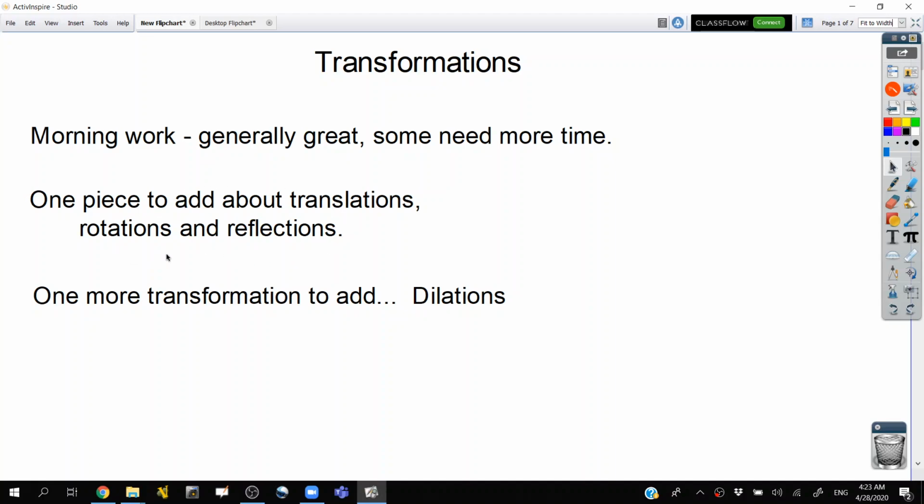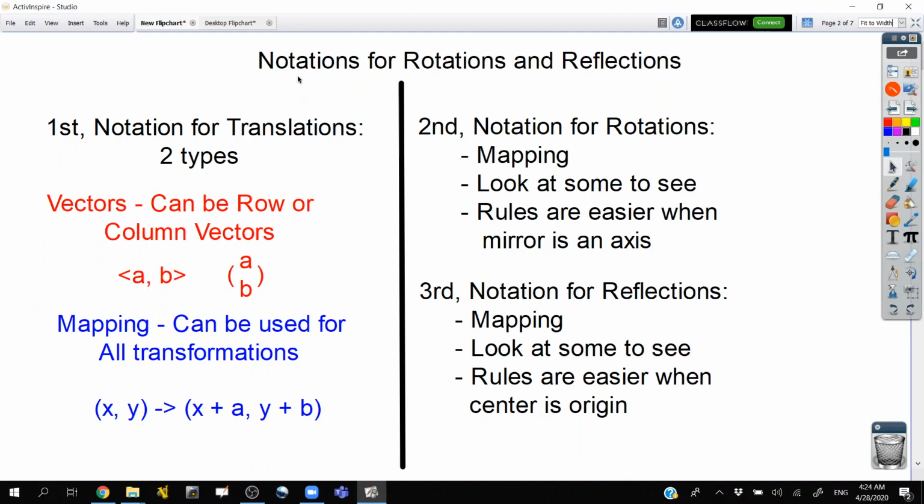These three are all static transformations. Dilations is not a static transformation. And you'll see what I mean in a few minutes. So first, let's look at the one piece I have to add about translations, rotations, and reflections. Notations for rotations and reflections. Well, we're used to notation for translations. So let's start there and then we'll extend to these other rotations and reflections.